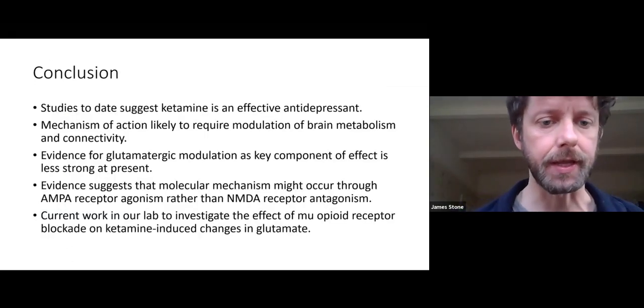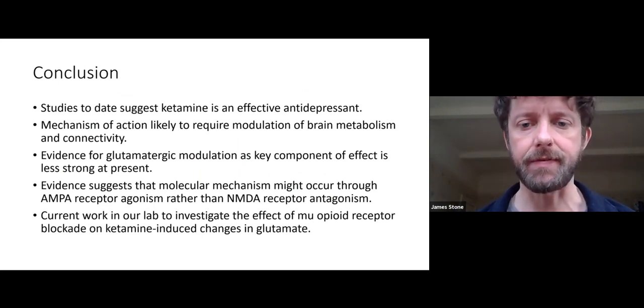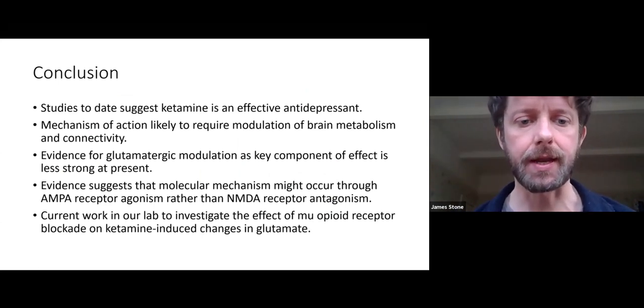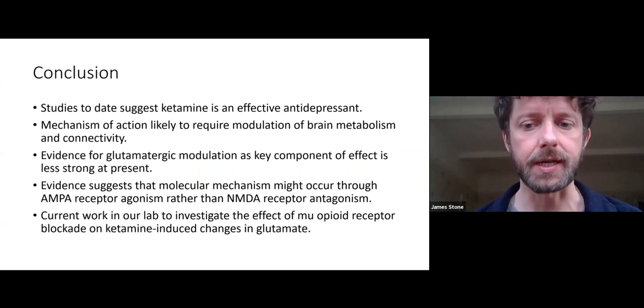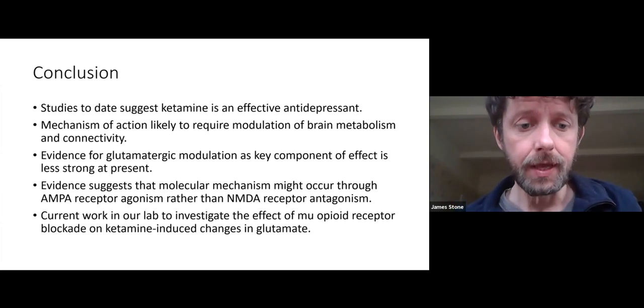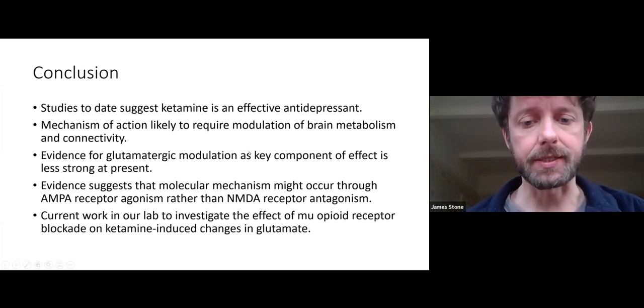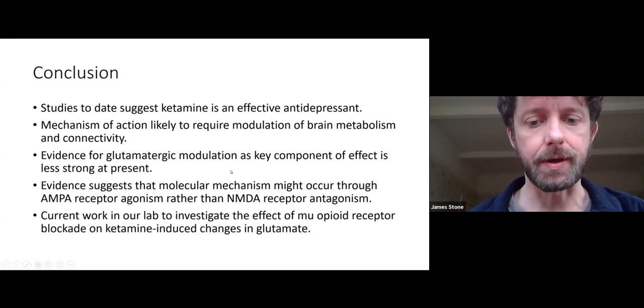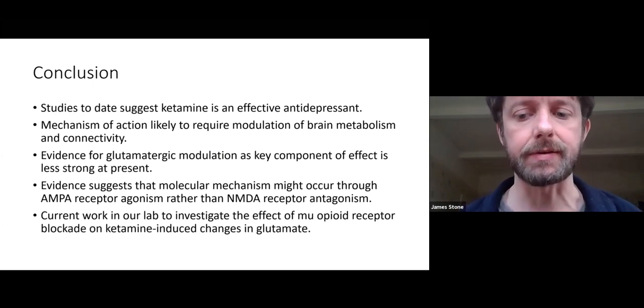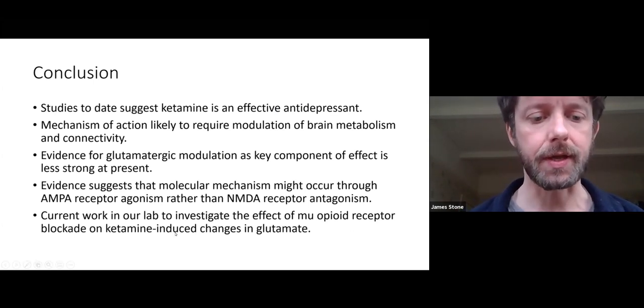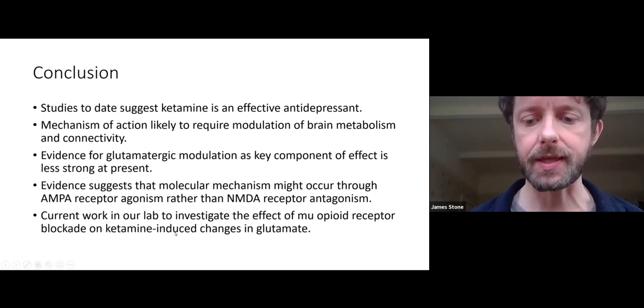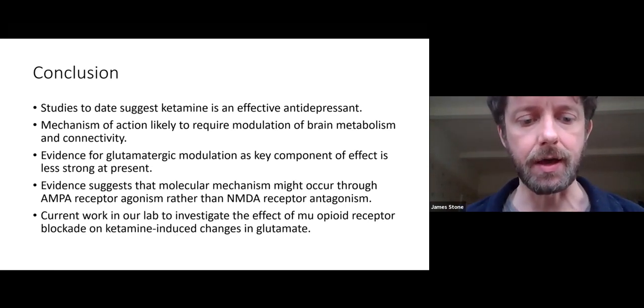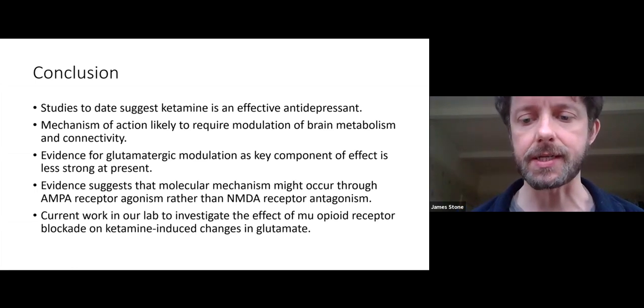So in summary, there are studies to date suggesting that ketamine is an effective antidepressant. The mechanism of action is likely to require modulation of brain metabolism and connectivity. The evidence for glutamatergic modulation as the key component is less strong at the moment. And the evidence suggests that molecular mechanisms might occur through AMPA receptor agonism rather than NMDA receptor antagonism. And we're currently working in my lab to investigate the effects of mu opioid receptor blockade on ketamine-induced changes in glutamate.